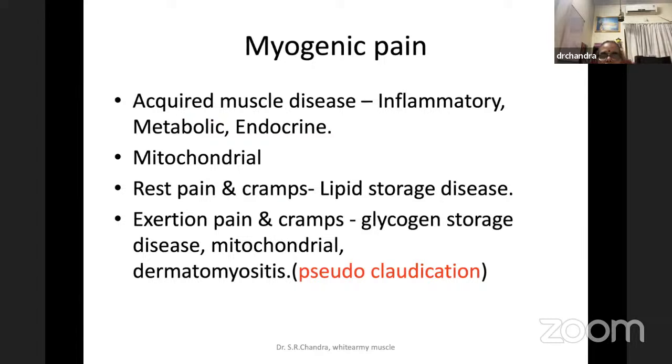Then what is myogenic pain, which is seen in acquired muscle diseases, that is inflammatory, metabolic, endocrine, and mitochondrial diseases, because of the lactic acid accumulation. Rest pain and cramps are seen in lipid storage disease. Exertion pain and cramps are seen in glycogen storage disease, mitochondrial disease, dermatomyositis. These pains are called pseudoclaudication because they come on exertion, but you are not able to demonstrate any evidence for vascular claudication or neurogenic claudication. So pain and cramps which come on exertion in the absence of features of vascular or neurogenic claudication are called pseudoclaudication.